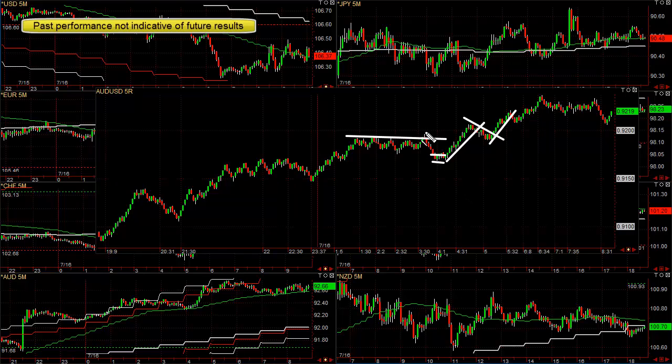And you can just draw trend lines on range charts. Get in when they break the trend line, put your stop underneath the swing low, and get out here. That's a very easy way of trading.